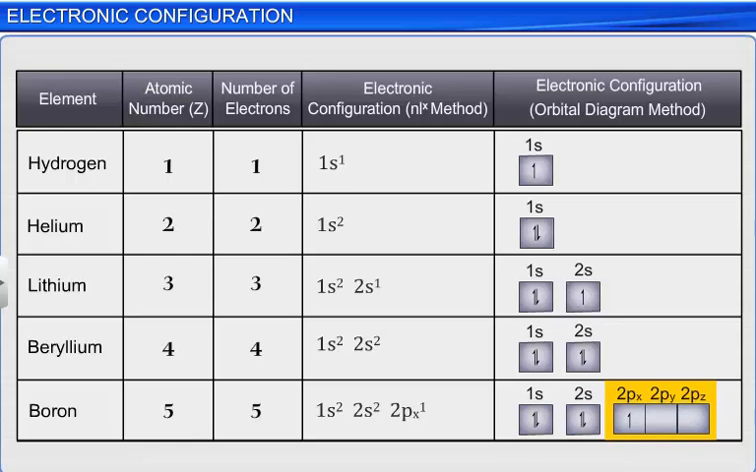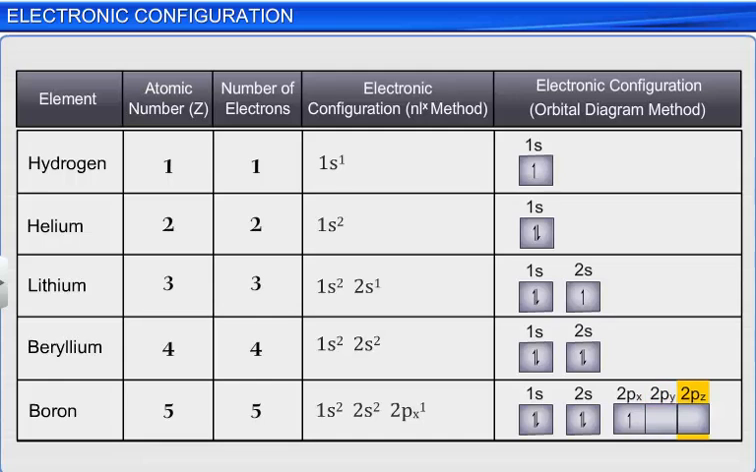Actually, the 5th electron may occupy any one of the 3 2p orbitals: 2px, 2py, or 2pz, because all have the same energy. However, conventionally we always fill 2px, 2py, and 2pz in that order.